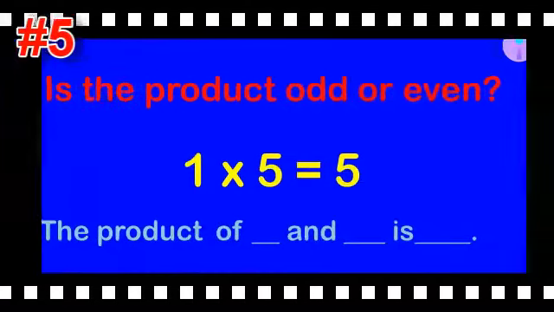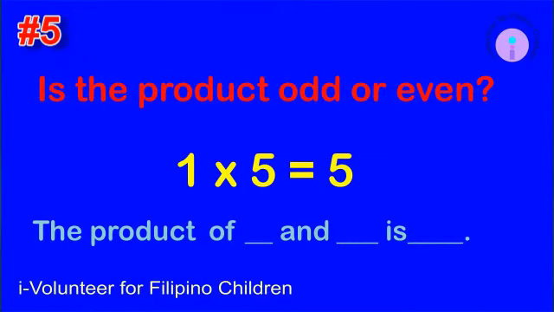Item number 5. Is the product odd or even? The product of 1 and 5 is odd. Kindly repeat.